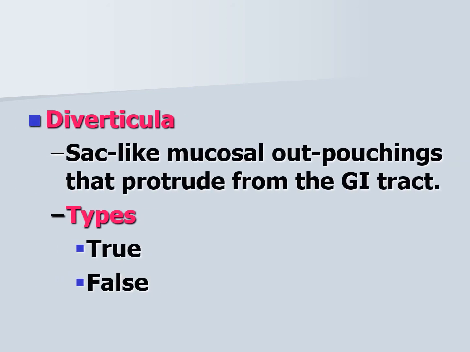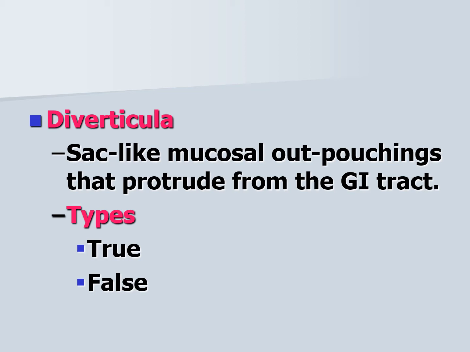False diverticula, also known as pseudodiverticula, have the mucosa going through the muscular layer only, so it includes the mucosa, submucosa, and the muscular layer. A couple examples of true diverticula are typically esophageal diverticula, as well as Meckel's diverticula. Colonic diverticula are typically pseudo or false diverticula.